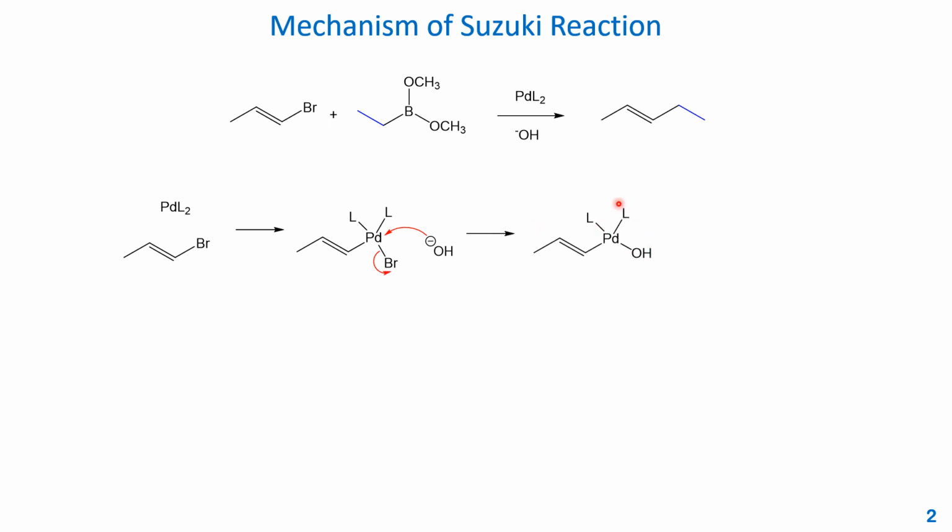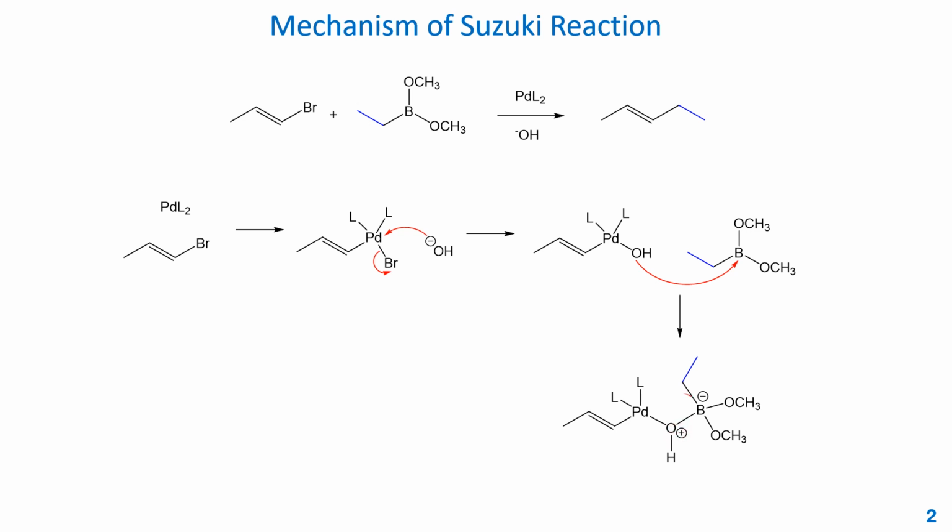And this intermediate will use the oxygen lone pair to attack this boron here. So basically the oxygen here is nucleophilic and the boron is electrophilic because boron has an empty p orbital. So they will form an oxygen-boron bond, and the boron now has a negative charge because it accepts the electrons from oxygen. Oxygen gets a positive charge because it lost one electron.